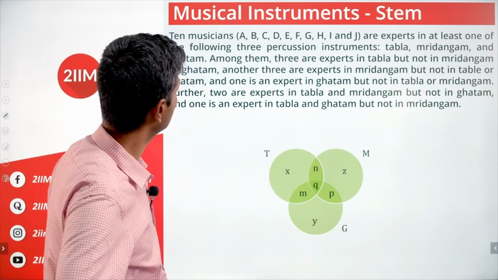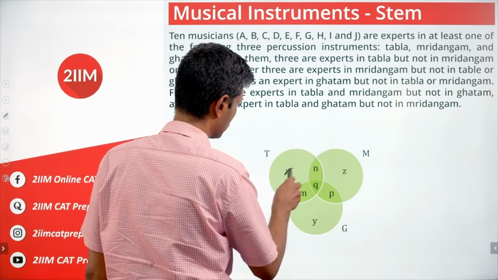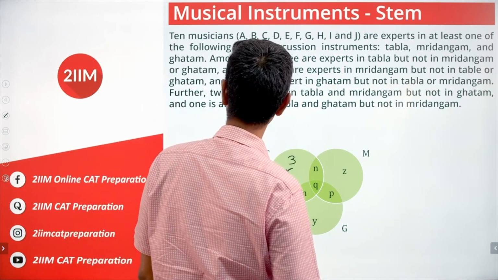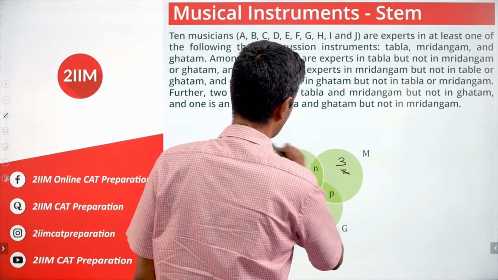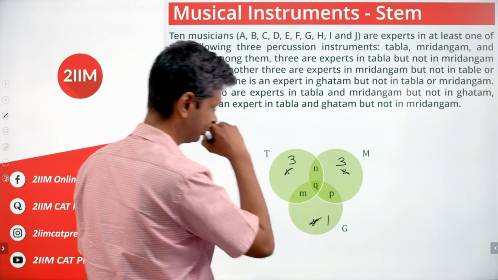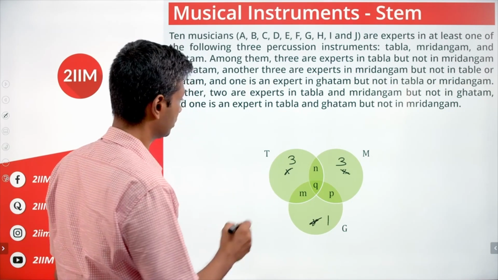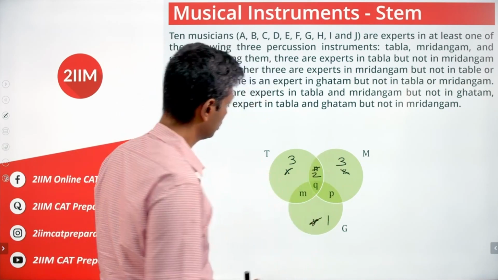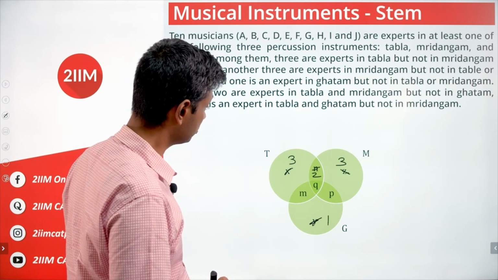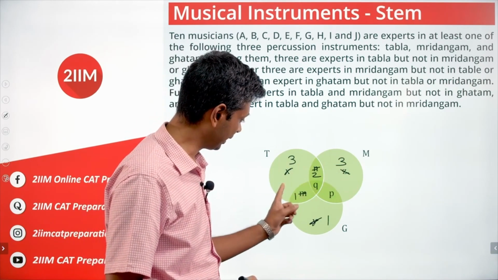Among them, 3 are experts in tabla, but not in mridangam or ghatam. So this is 3. Another 3 are experts in mridangam, but not in tabla or ghatam. And 1 is an expert in ghatam, but not in tabla. Lovely. Further, 2 are experts in tabla and mridangam, but not in ghatam. That is this number, 2. And 1 is an expert in tabla and ghatam, but not in mridangam. This is 1. So 3, 2, 3, adding up to 8, 9, 10.